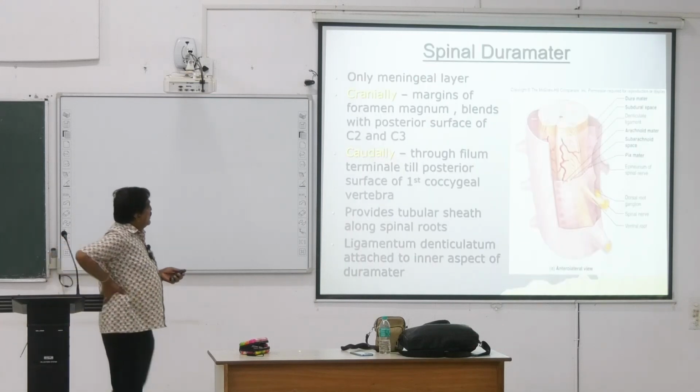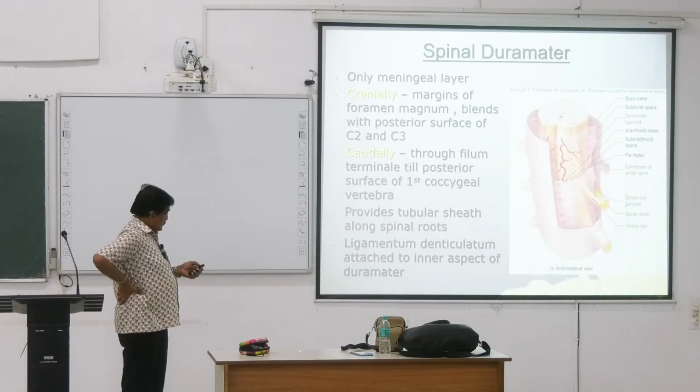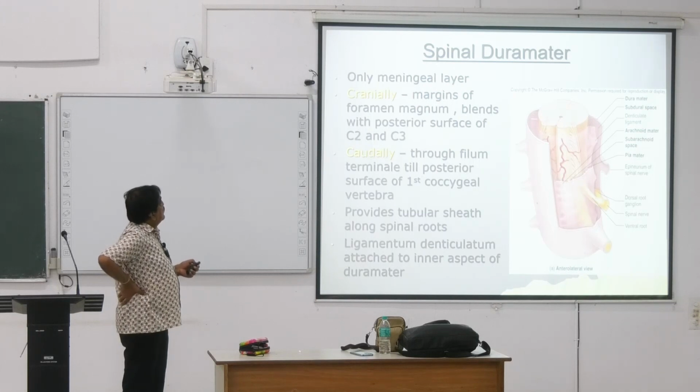Now, the spinal dura mater. The spinal dura mater has only the meningeal layer. Cranially, at the margins of the foramen magnum, it blends with the posterior surface of C2 and C3. Caudally, through the filum terminale, it extends to the posterior surface of the first coccygeal vertebra. It provides a tubular sheath along the spinal roots. The ligamentum denticulatum is attached to the inner aspect of the dura mater.